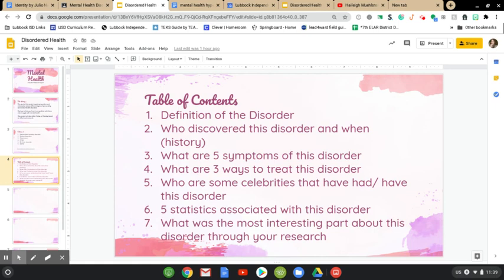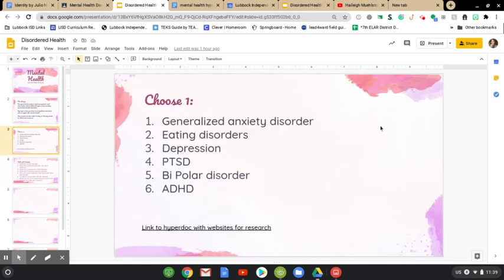Number 6, you're going to find 5 statistics associated with that disorder. So those 5 statistics are going to be something like 1 in 5 people have ADHD. I don't know if that's true or not, but just 5 facts that are associated with that disorder. And then what is the most interesting part about this disorder through your research? So this is more of an opinion question. I just want to see how you understand the disorder once you've kind of gone through all of the research. So you're going to do that for 3 of these different disorders.